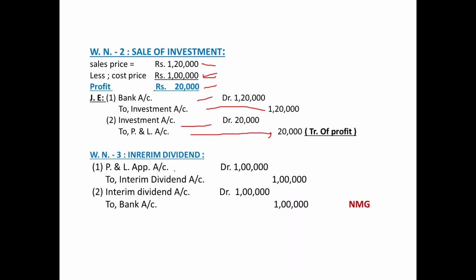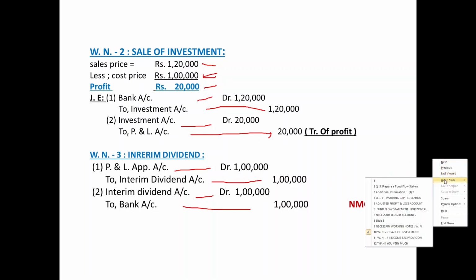तो पहले profit में से लेना होगा. Profit and loss appropriation account debited rupees 1 lakh to interim dividend account credited rupees 1 lakh. Then payment. Immediately payment can be paid. Interim dividend account debit to bank account credit rupees 1 lakh.